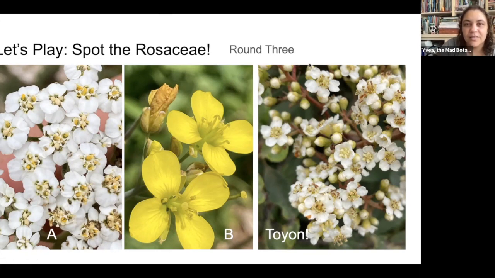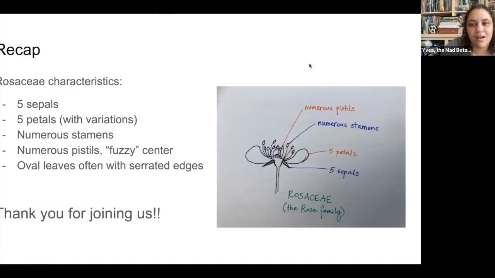So that was our round 3. I have a recap and then I can demonstrate some fruits if folks would like to see. Our recap is that our rosaceous characteristics are that we have our 5 sepals, usually our 5 petals with some variations, although the ones we saw today were all 5 petaled. We have our numerous stamens. We have 1 to numerous pistils, not always numerous, but a lot of times. And so it makes that fuzzy center that's characteristic. And we have, as we saw with our false strawberry, our oval leaves with our serrated edges and sometimes a little hypanthium. And so that was our family for today.